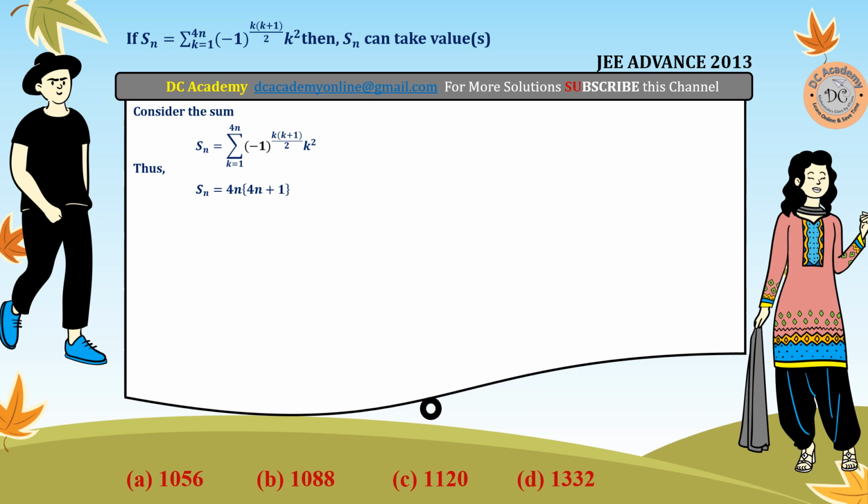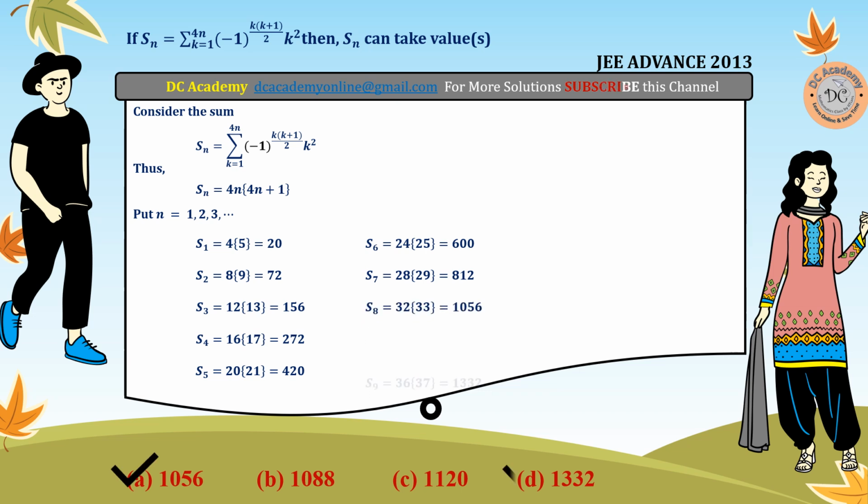So that's why we use the trial and error method. First we take n equal to 1, so S1 is equal to 20, S2 is 72, and so on. We go ahead and substitute the appropriate values and calculate the respective terms. By choosing the appropriate values from 1 to 10, we obtain that 1056 and 1332 are the two solutions. The remaining two are not members of this set, so it's not possible.